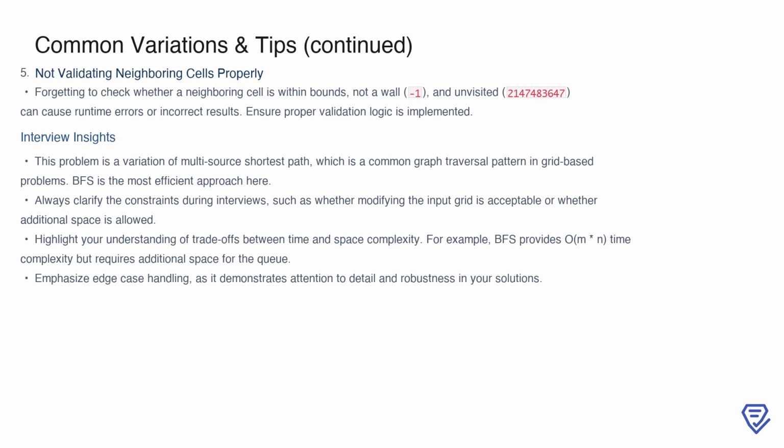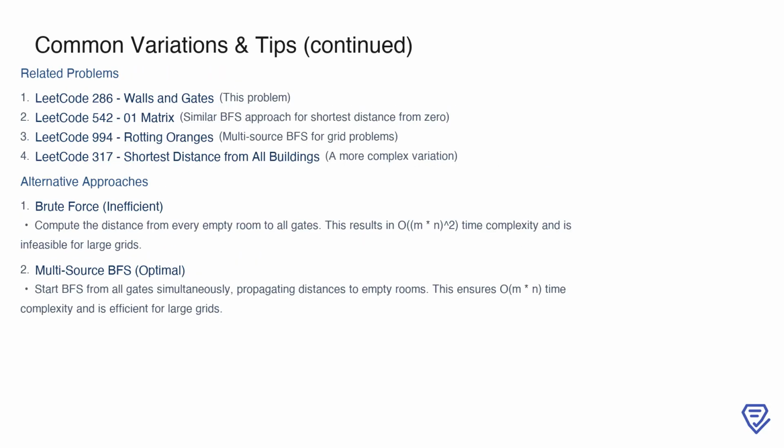Showcasing attention to edge cases also highlights the robustness of your solution and can leave a strong impression on your interviewer. This problem is closely related to a few others on LeetCode. For instance, LeetCode 542, the 0-1 matrix problem, uses a similar BFS approach to calculate the shortest distance from 0, and LeetCode 994, rotting oranges, involves multi-source BFS for grid traversal. A more complex variation is LeetCode 317, shortest distance from all buildings, which combines these concepts but with additional challenges.